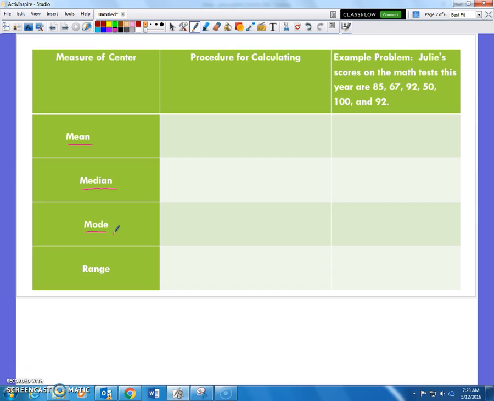Alright, what we're going to write in this box is how we're going to find the mean. Okay, we are going to add the data together, divide by the number of values. Okay, we're going to add all the data together and divide by the number of values.